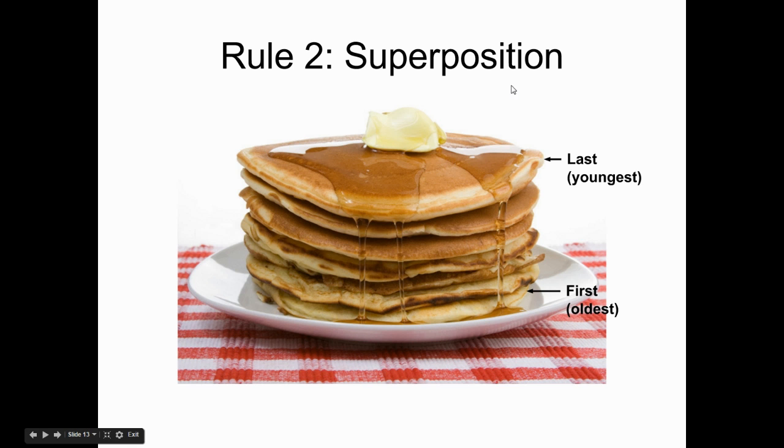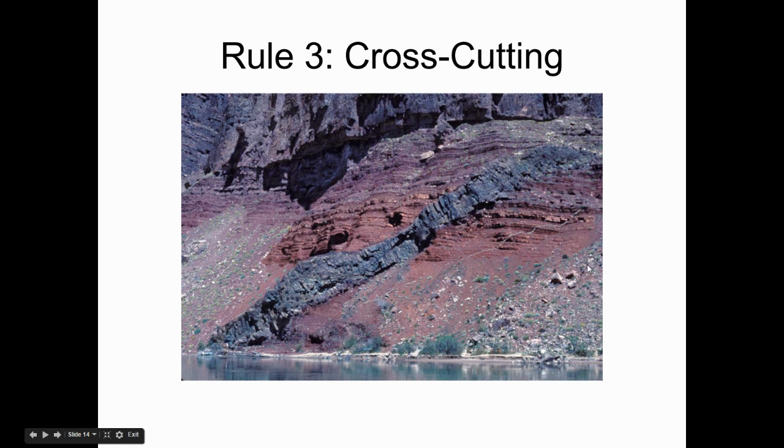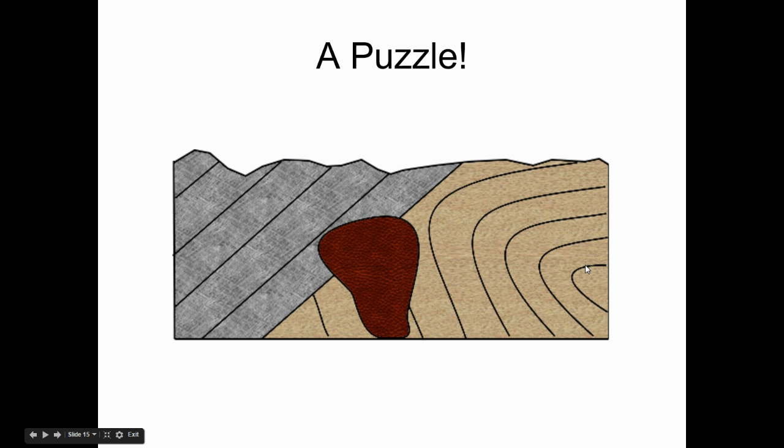That is rule two, called superposition is its official name, but really it's the pancake rule. And rule number three, cross-cutting. If something cuts through all those layers, that means that it's newer than everything. So all these ones were horizontal originally, and this one cut all the way through. So that is a newer thing. You can't cut through a sandwich unless there's already a sandwich there. Otherwise you're cutting in space. You have to cut where there is a sandwich. So those are the three.